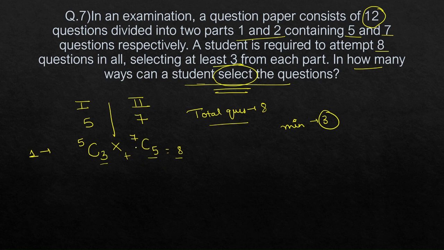Now these are the total options available. And why are we using the multiplication sign here? The reason being we have to do questions from both parts. It is not an option that either you do any number of questions from the first part, or you do from the second part. It is "and": you have to do from both parts, and the conditions are given here.